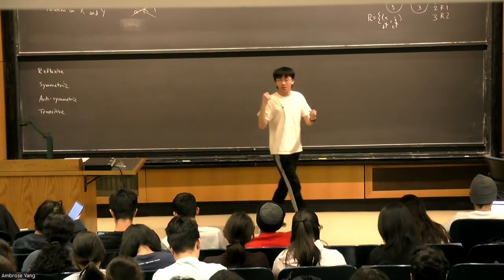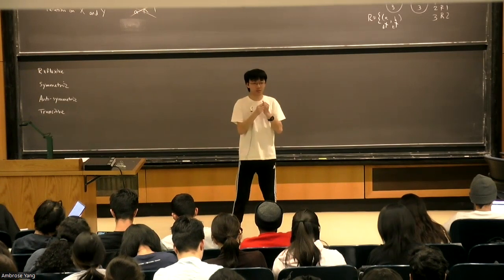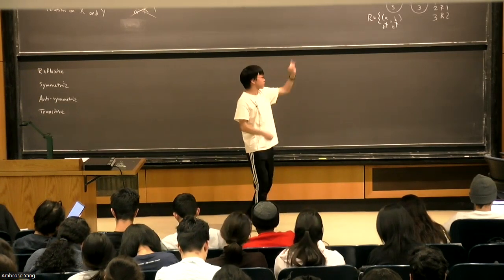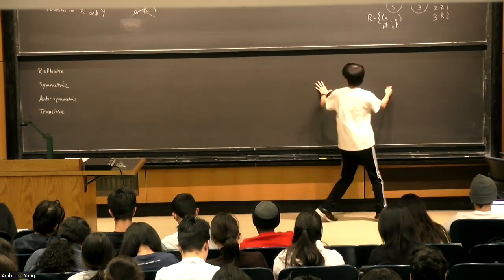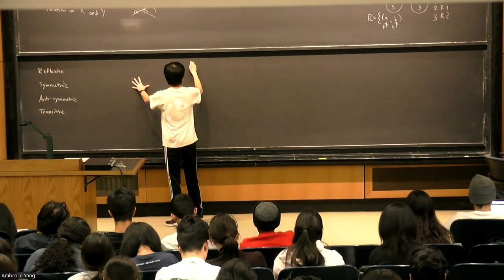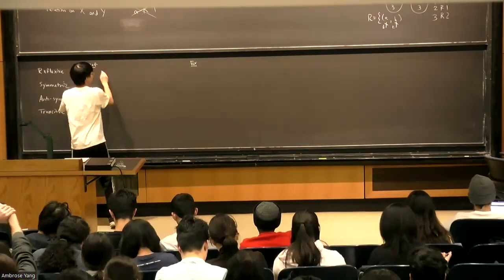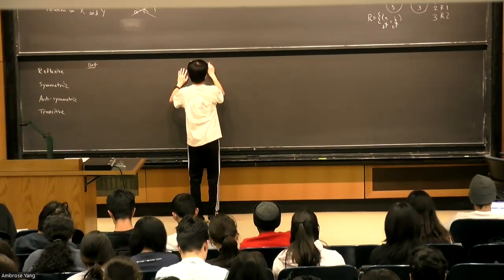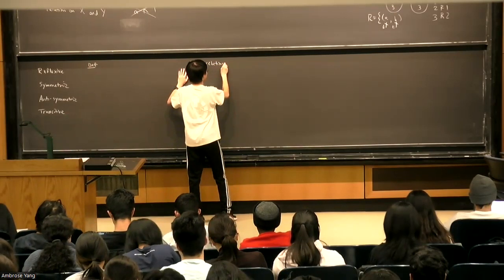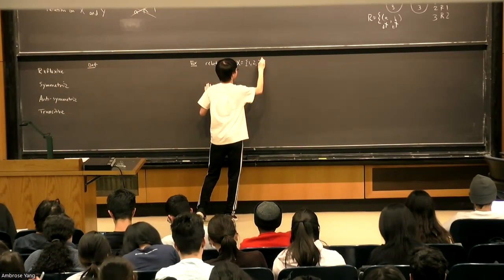For each one, I'm going to provide you with a definition, and I'm also going to provide you with an example coming from relations on our set X. So I'm going to write the definition here, and here's the example. The examples are relations on my set X containing elements 1, 2, and 3.